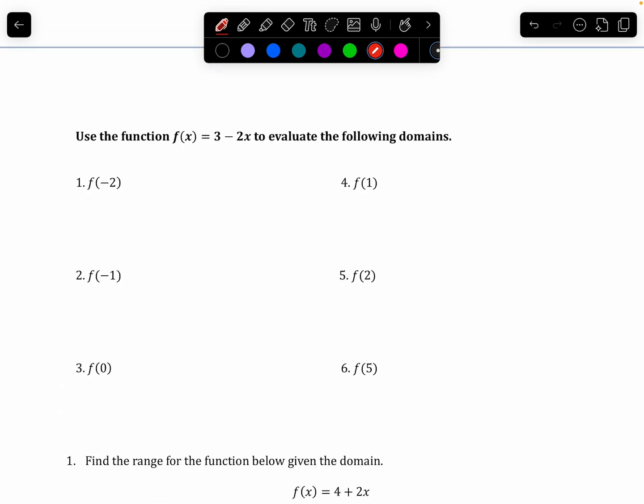All right, this section says use the function f of x equals 3 minus 2x to evaluate the following domains. Remember that domain represents our x values, okay? So each of these, 1, 2, 3, all the way through 6, is going to be exactly what we just did up above, but we are going to use this equation for each one of these different inputs, okay? We're just going to use the same equation, and we're just going to change what we're inputting each time.